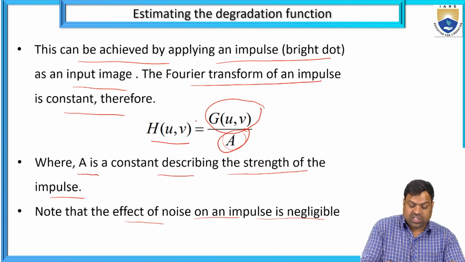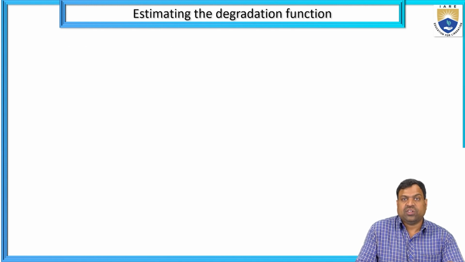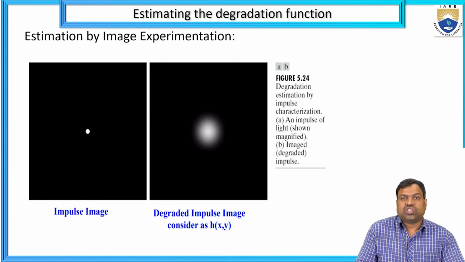So here the estimated output H of u comma v equals G of u comma v, the degraded output, divided by A. A is a constant describing the strength of the impulse function. So this is how we are estimating the image degradation.